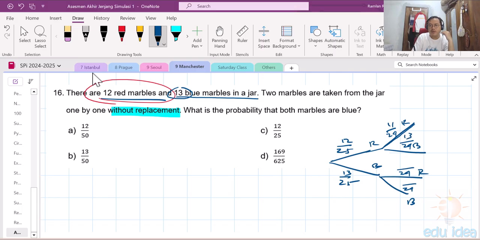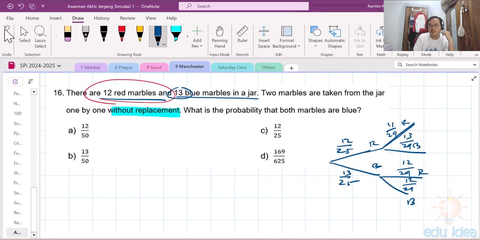Now the same thing over here. We have blue, red, right? So blue is now taken in here, which means all of the red marbles are still in the jar, so there'll be just 12. And this one here is blue, meaning that in this branch the first marble taken is a blue, so it's not 13 anymore, it's now 12.